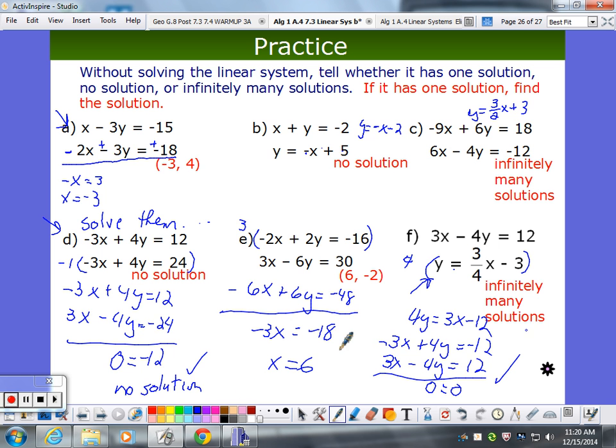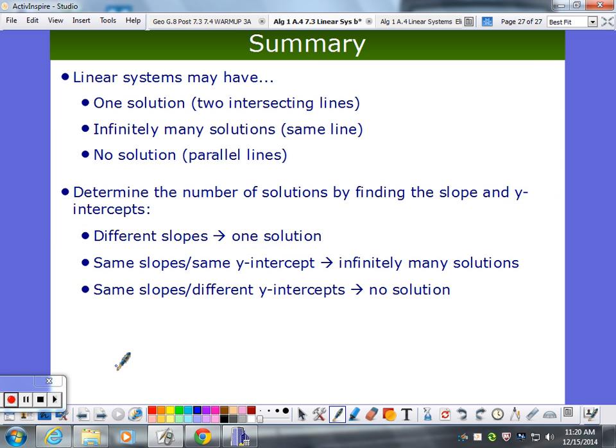So when you're solving these, you may come across these little oddballs. And so I just want to make sure you know what to do. So a quick summary here. Linear systems may have one solution. That's when you have different slopes and the lines will intersect. You may have infinitely many. That's when the two equations are really the same equation. They're one line on top of the other. Or you might have no solution. The two equations have the same slope but different y-intercepts.